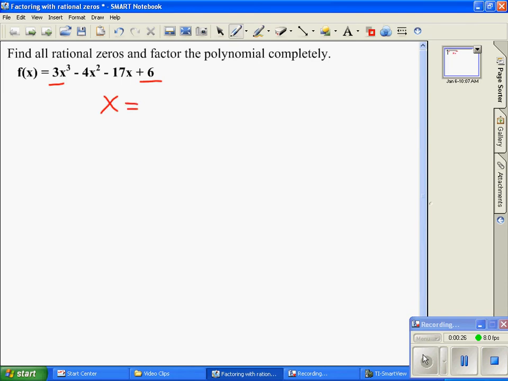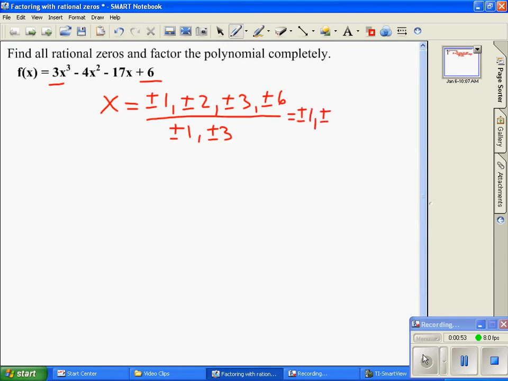From 6 we get plus or minus 1, plus or minus 2, plus or minus 3, and plus or minus 6. And from 3 we get plus or minus 1 and plus or minus 3. So we're going to simplify those and perform the division. From the division by 1 or negative 1 we get plus or minus 1, plus or minus 2, plus or minus 3, and plus or minus 6. And from division by plus or minus 3, we get plus or minus 1/3.